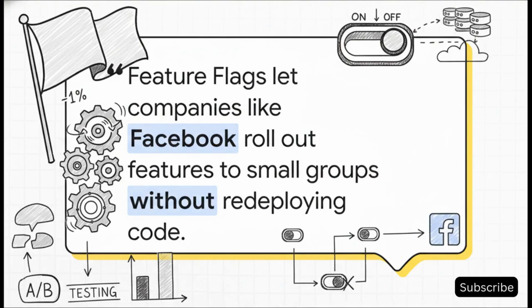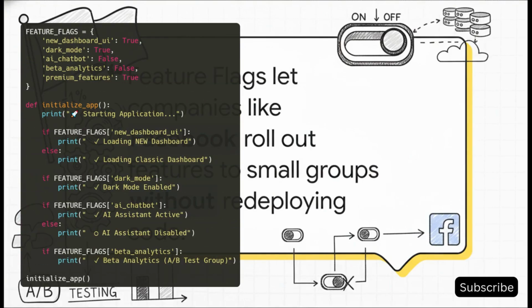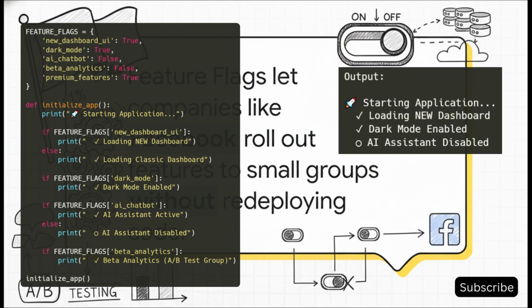Now, when you take this idea to a massive scale, it evolves into something called feature flags. And this is a professional industry standard for sure. We're talking about how companies like Facebook and Google operate. They can use a feature flag to roll out a brand new feature to just say 1% of their users. And if something goes wrong, if there's a bug, they can instantly flip the feature off for everyone.